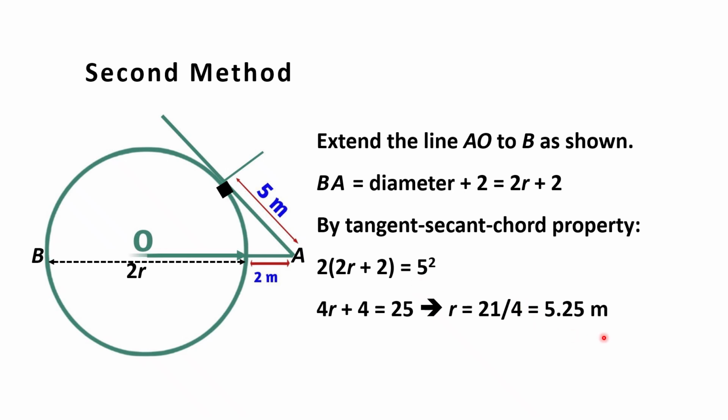So R equals 5.25 meters, an even easier method, a quicker method than our first method, because we do not have the construction, the right angle triangle and the Pythagoras theorem. Simple, easy rule, 2 into 2R plus 2 is equal to 5 square, and we are getting the same answer, 5.25 meters. So this was an easy question which should take maximum 2 to 3 seconds.